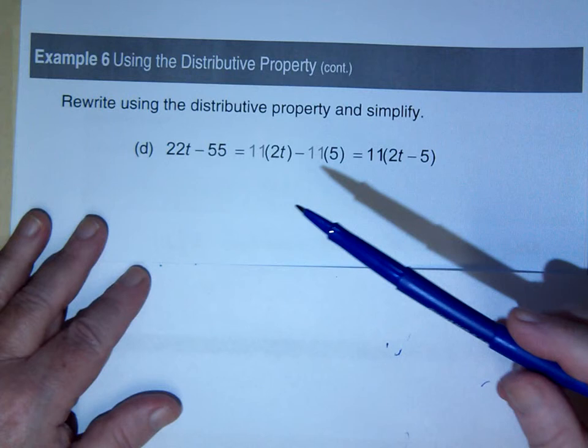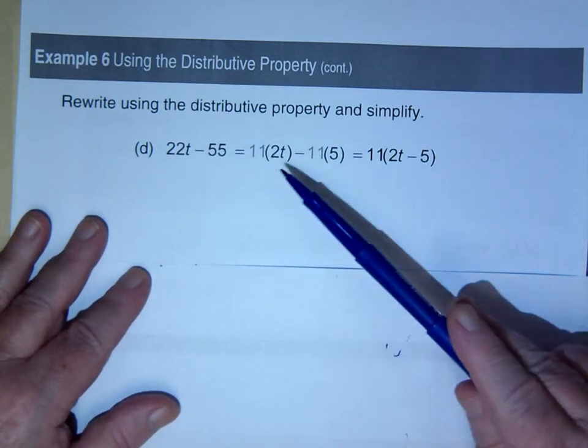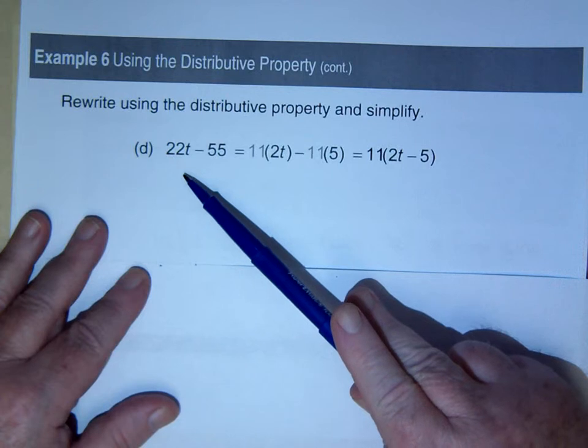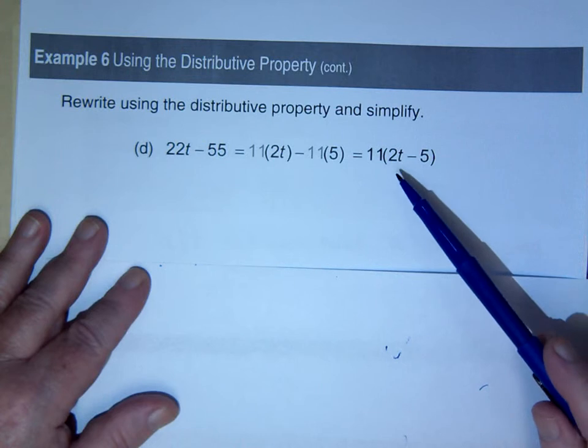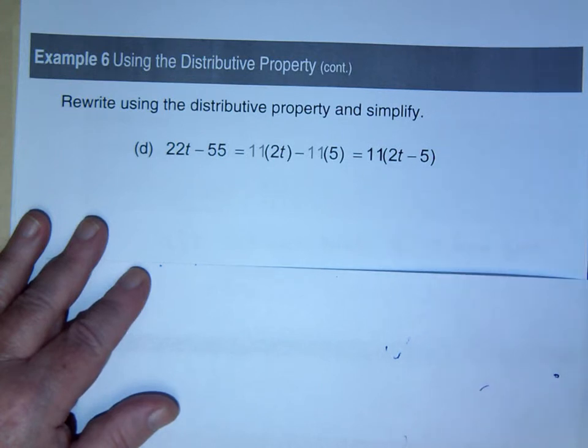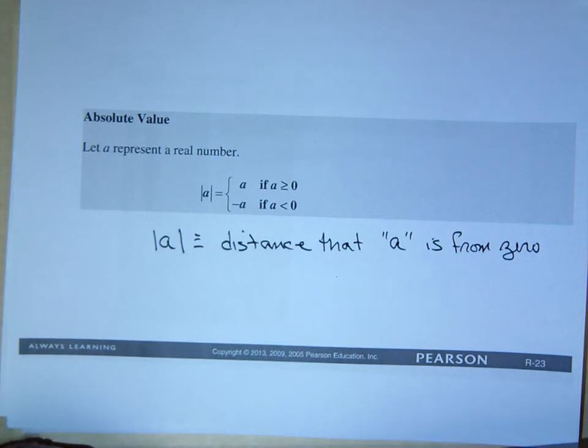And sometimes the distributive property works backwards. Here what we're doing is we're pulling out the common factor. This is 11 times 2, and this is 11 times 5, so we can do this. This is often called factoring the common factor. We'll talk more about that in another section.